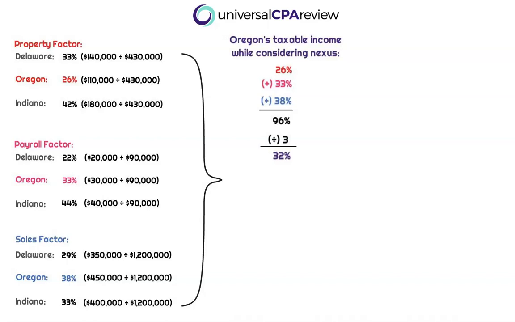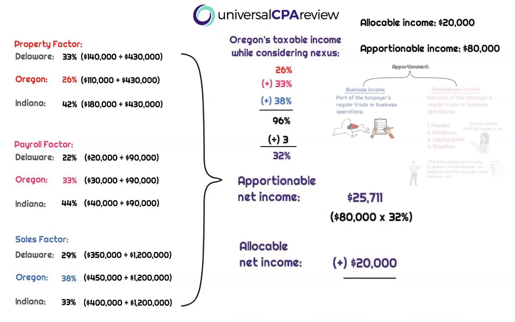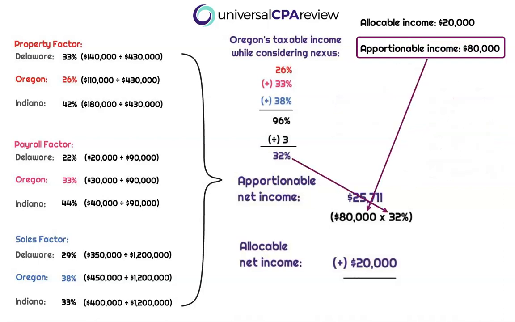Okay, so our total factor of 32% will be multiplied by what? We're talking apportionment. When you're thinking about apportionment, you're thinking about business income. All right, so our business income is $80,000. So 80,000 times 32% gives the state of Oregon apportionable net income of $25,711.